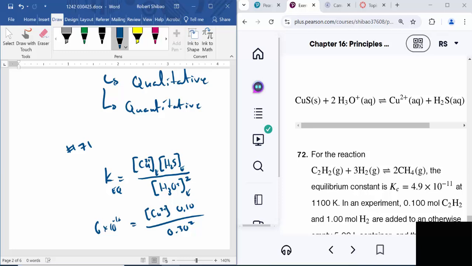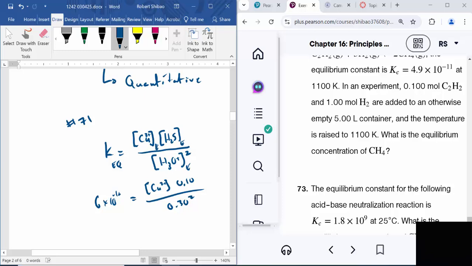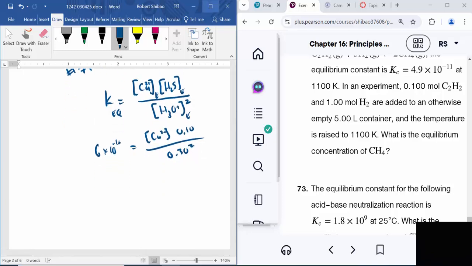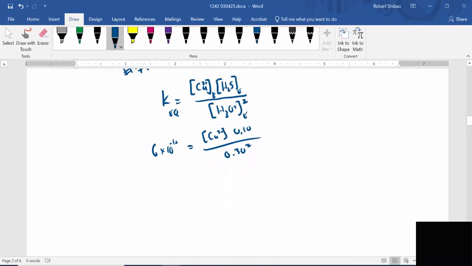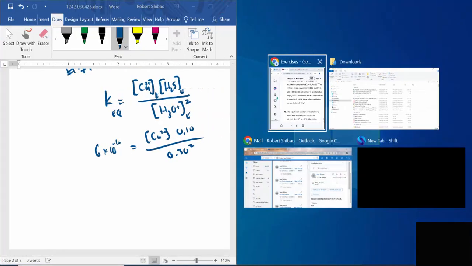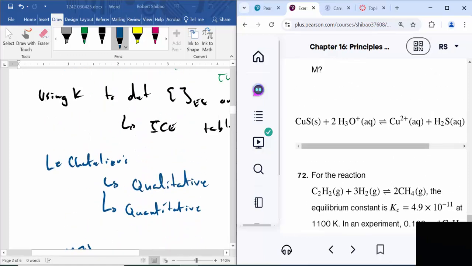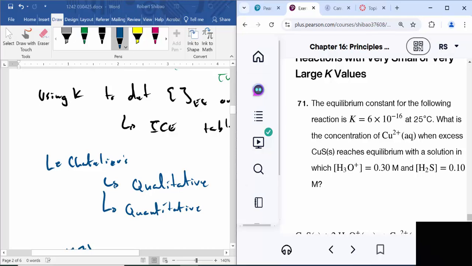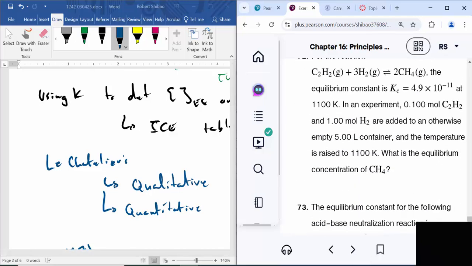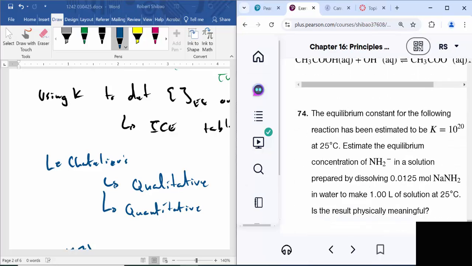But some of these can be very difficult to do. Let me give you an example of something that's very difficult when we have a very small or very large value. We'll use one of these reactions, but let me put in the conditions here. We're going to use number 71, but we're going to do it differently. Oh, actually, no, this one's fine. Let me do a big one. Let's do number 74.